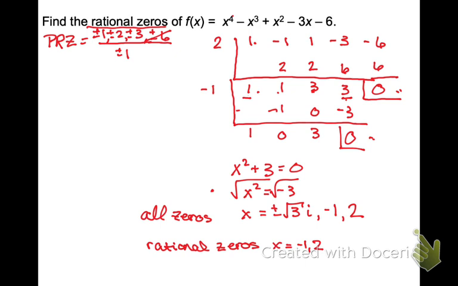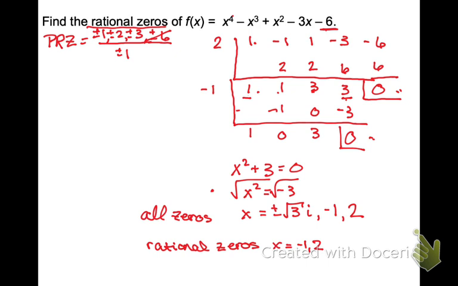Another one? Hold on, before you continue. Where'd you get the 1, 2, 3, and 6 from? Factors of 6. The constant term. Factors of your constant term divided by the factors of the leading coefficient. So the factors of 6 are 1, 2, 3, and 6.